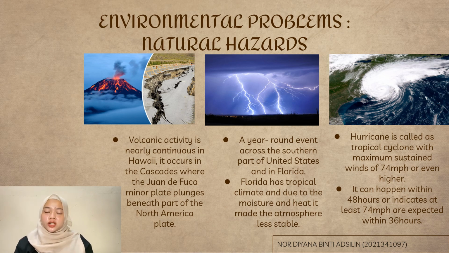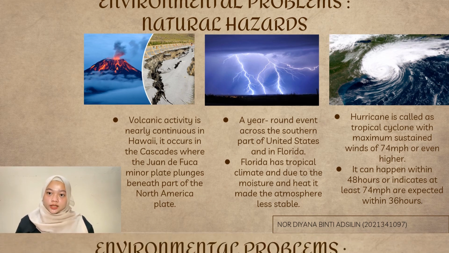The sixth picture is about hurricanes. A hurricane is called a tropical cyclone with maximum sustained wind of 74 miles per hour or even higher. It can happen within 48 hours or indicate at least 74 miles per hour within 36 hours.